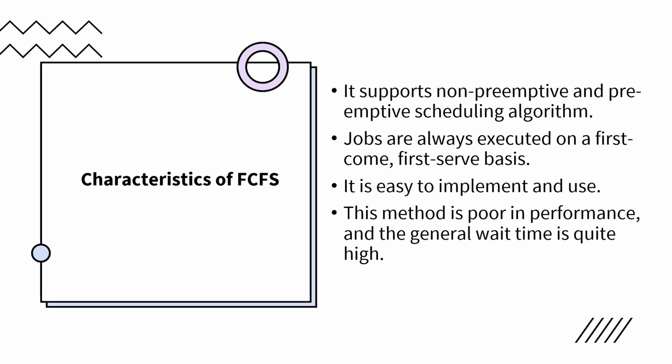Let's see the main topic, the disadvantages of FCFS. This method is poor in performance because the first process is given preference while other processes are waiting, so it takes time and increases the general waiting time. Only when the first process is completed can the waiting processes be allocated, so it takes extra time for the secondary processes, the ones waiting in the queue.